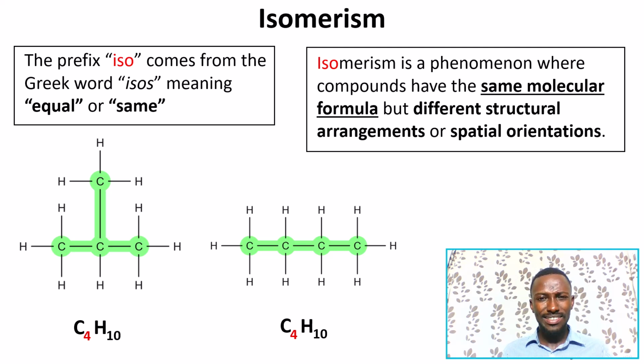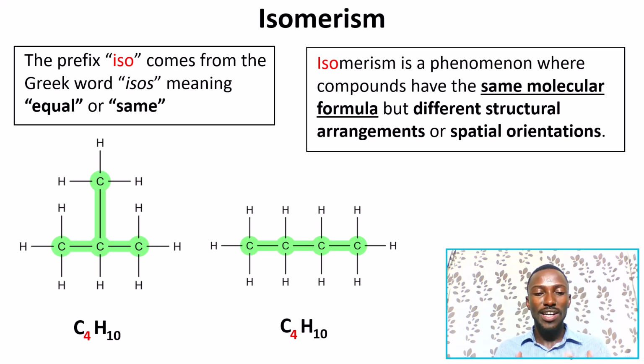But look at their structure. The structures are different. So in this scenario, we refer to the two compounds as isomers of C4H10. I think that makes sense. Yeah, I think it does. So the C4H10 is the molecular formula. It tells you the number of each atom present in the compound. That's all what it does.